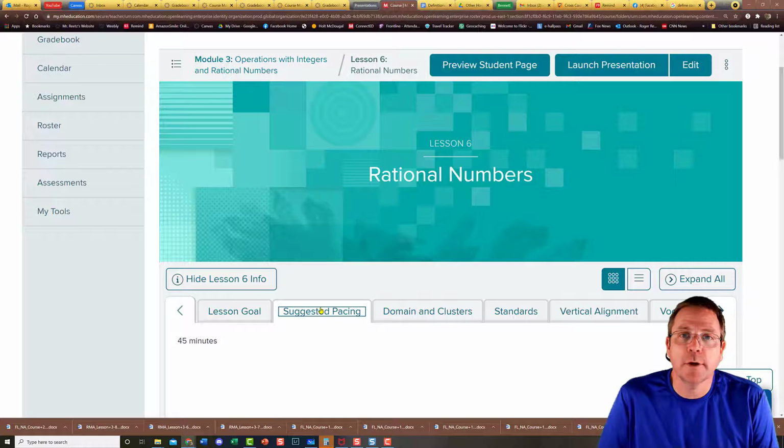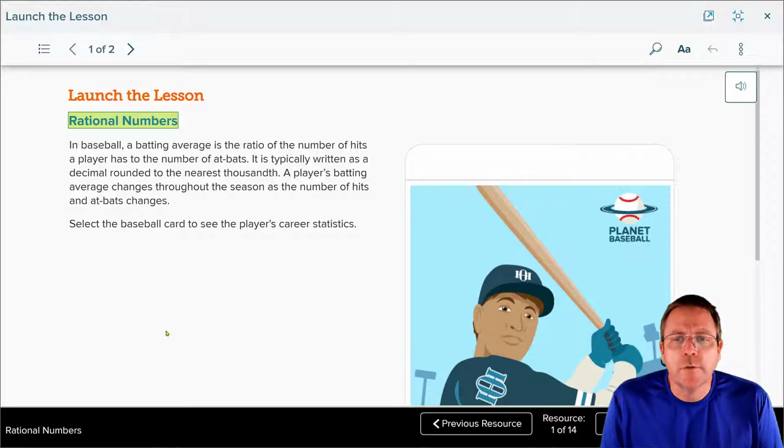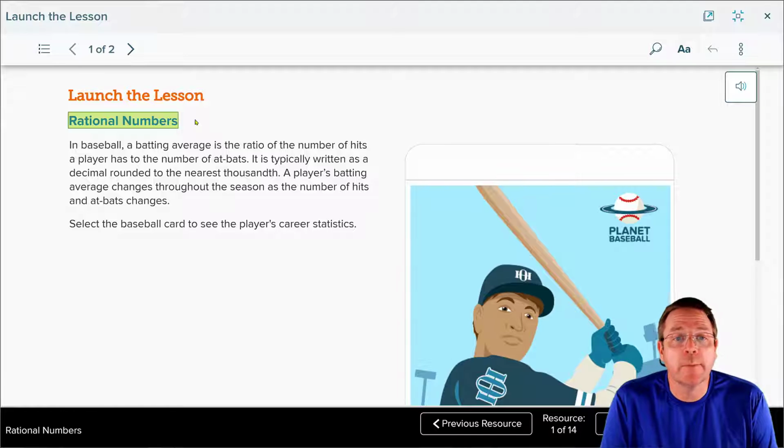Of course, you need to start off by writing 3-6 rational numbers. In baseball, a batting average is a ratio of the number of hits a player has to the number of times at bat. It is typically written as a decimal rounded to the nearest thousandth. The player's batting average changes throughout the season as his number of hits and at-bats changes. Select a baseball card to see the player's career statistics.